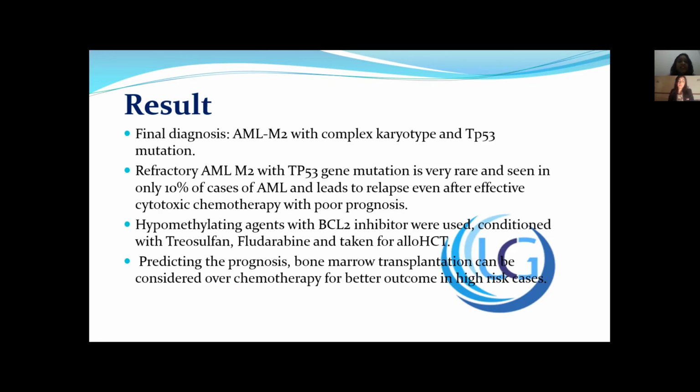Hypomethylating agents with a BCL2 inhibitor were used, conditioned with treosulfan and fludarabine, and the patient was taken for allo-HCT. Predicting the prognosis, bone marrow transplantation can be considered over chemotherapy for better outcome in high-risk cases.